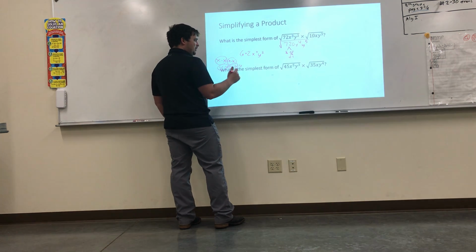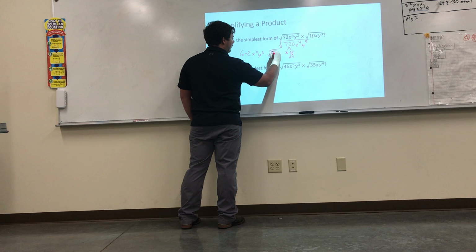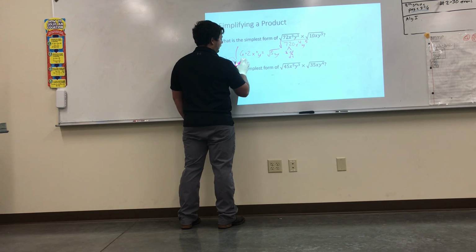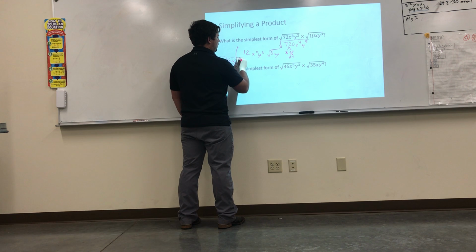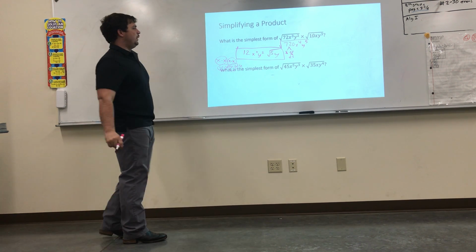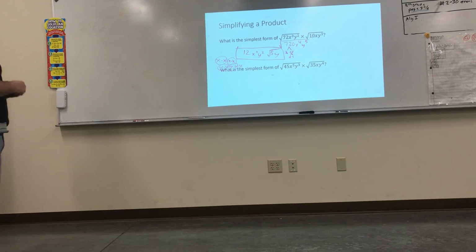What has not been circled? Well, that is going to be my 5, because I square root both of these. I'm going to get 5 and a y. I'd have to multiply these together. 6 times 2 is 12. There you go. That would be the answer for that one. Let's go to the next one.